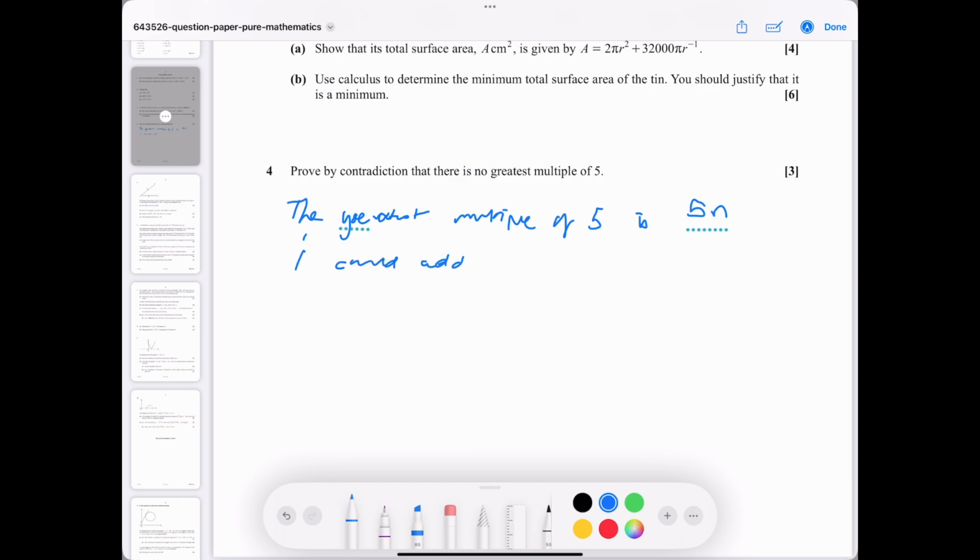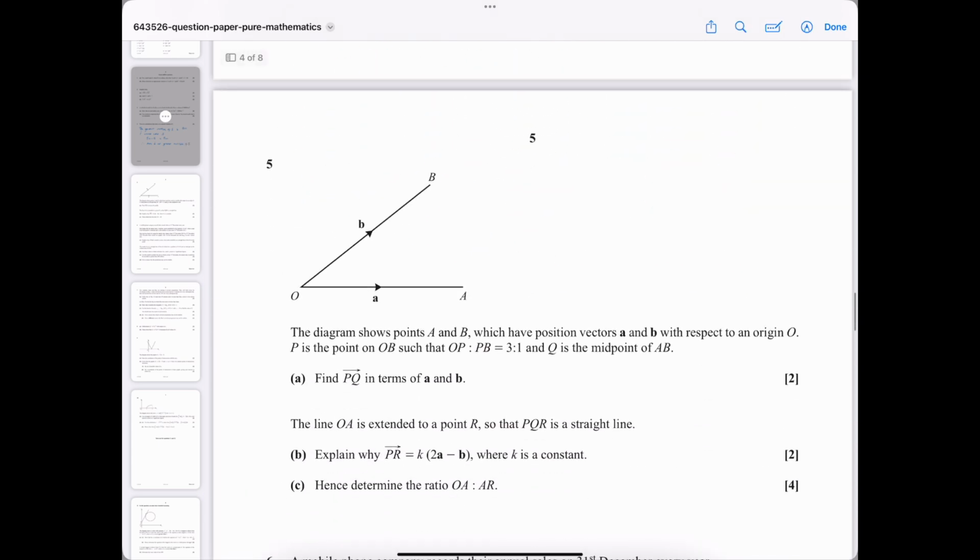But the problem is that I could add 5, and that would make it 5n plus 5. So then I could say, well, that's bigger than 5n, so I'll call 5n plus 5 equals 5m. But then I could add another 5, and this would go on ad infinitum. So therefore, there is no greatest multiple of 5. Which is both good and a little odd.